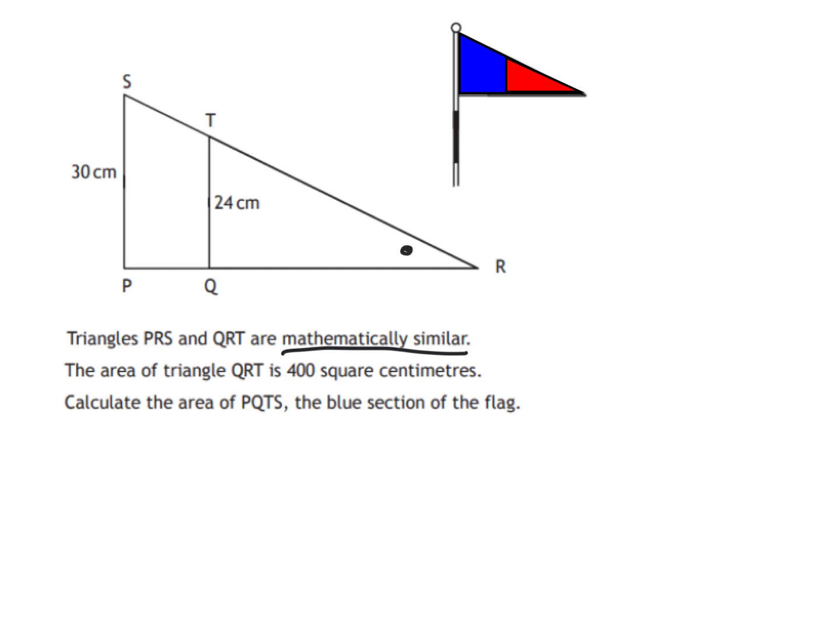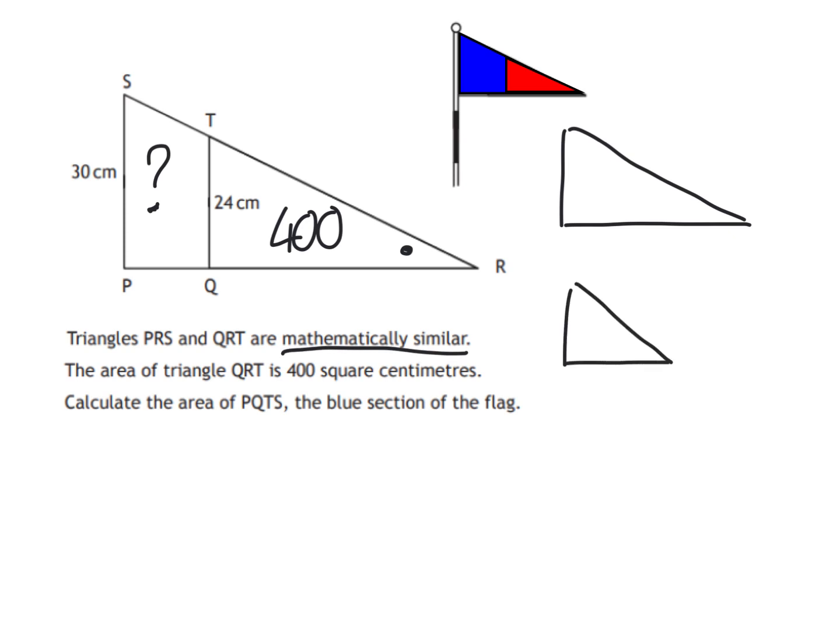It's told us the area of QRT, which is this red bit. They've told us the area of this little bit is 400, and they want the area of PQTS, which is this kind of quadrilateral trapezium shape that's going on in here. So my trick with this one is always to draw the two triangles out. So I'm going to draw the large triangle first, and then I'm going to draw the smaller triangle. So I know that the smaller one has 24 and an area of 400. And the bigger one has a height of 30 and we're after its area.